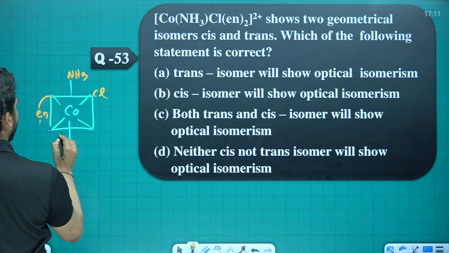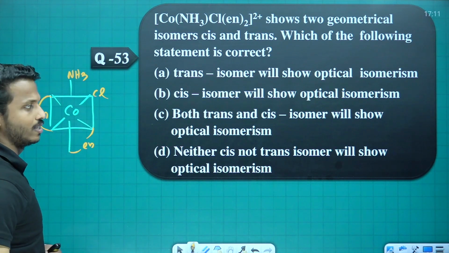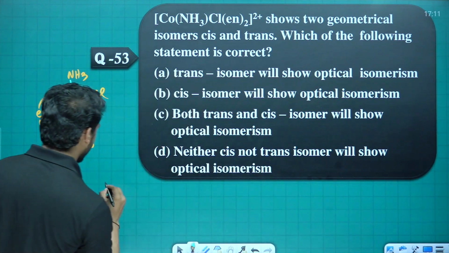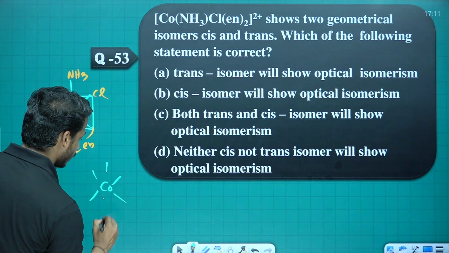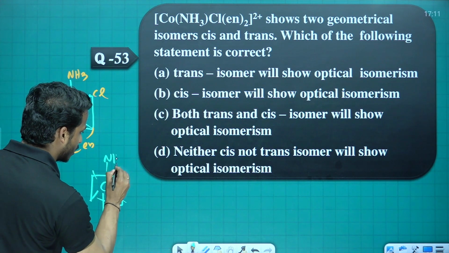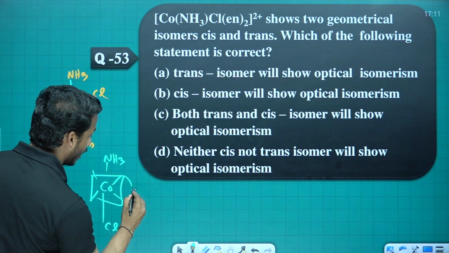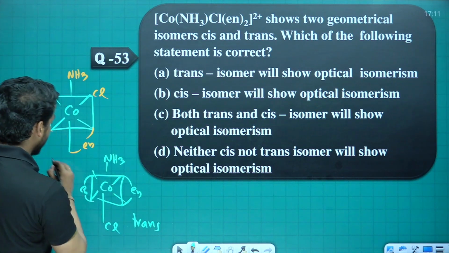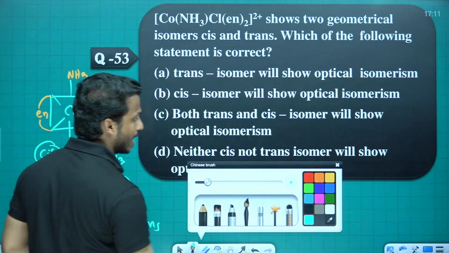Then we have en and en. Let me place it like this. This is the cis isomer. And trans means, how can we draw it? Trans means we can place one NH3 here, the Cl here, and the other two sides en. This is opposite, therefore it is trans. This is the cis isomer, this is the trans isomer.